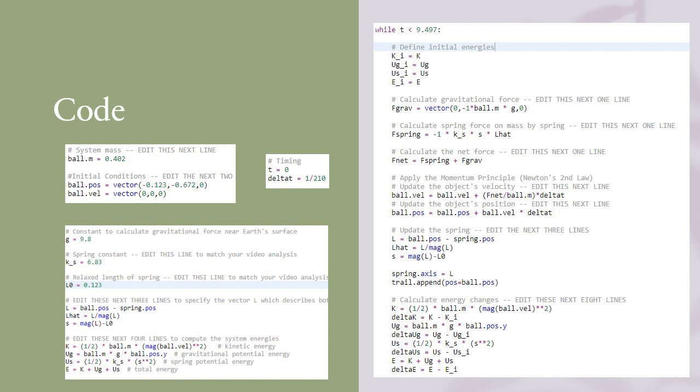Here you can see my code. On the right, there's the code that involves all of the constant values and the values inputted from my tracker data, as well as my equations for my spring values and all of my energy values.